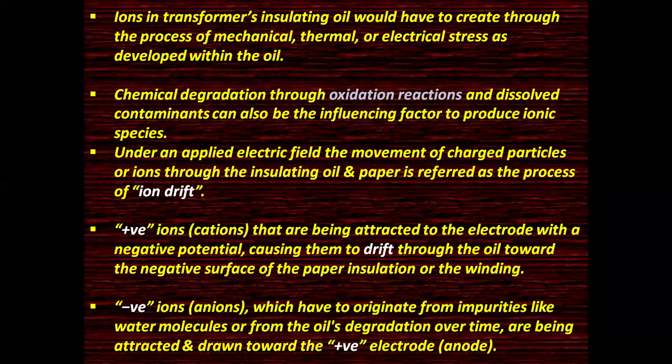Under an applied electric field, the movement of charged particles or ions through the insulating oil and paper is referred to as the process of ion drift. Positive ions, that is cations, are attracted to the electrode with a negative potential, causing them to drift through the oil toward the negative surface of the paper insulation or the winding.